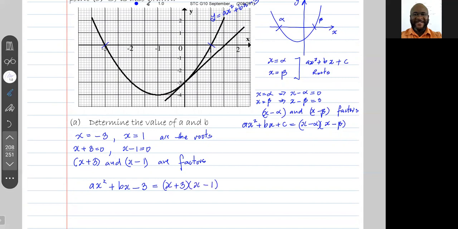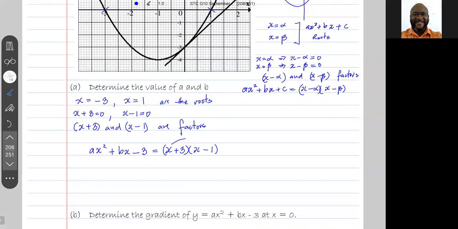All right, and therefore, let's multiply. x times x is x squared. x times minus 1 is minus x. 3 times x is 3x. And 3 times minus 1 is minus 3. So what we have now is x squared minus x plus 3x is positive 2x. If the signs are different, subtract and keep the sign of the larger number, minus 3.